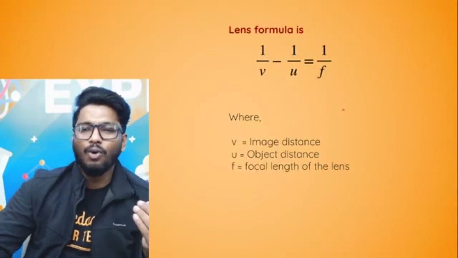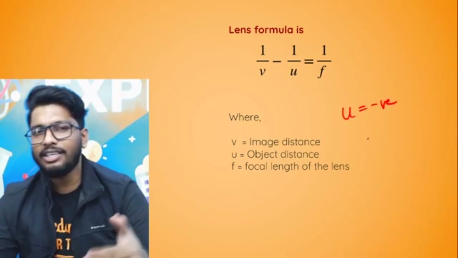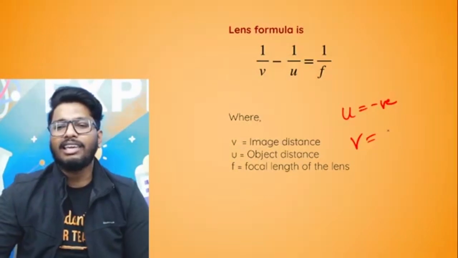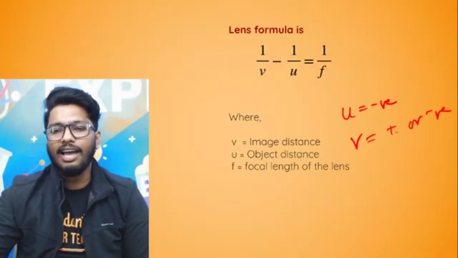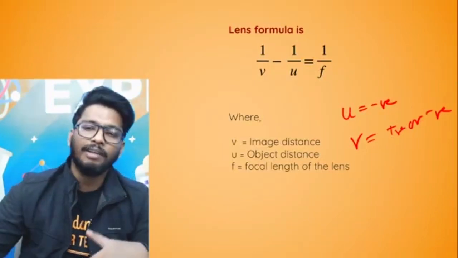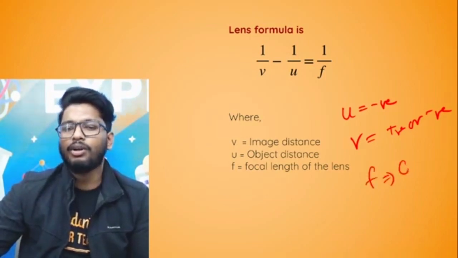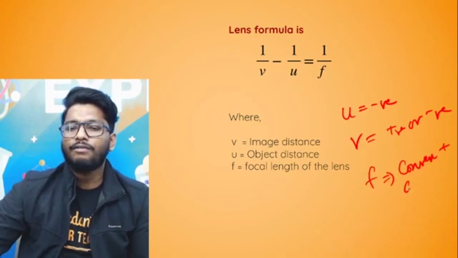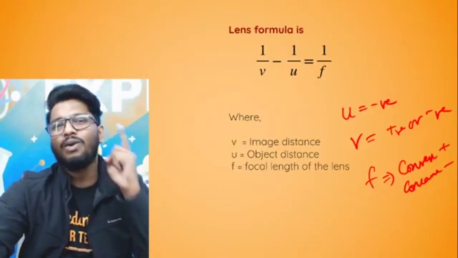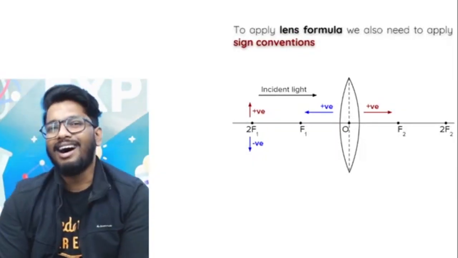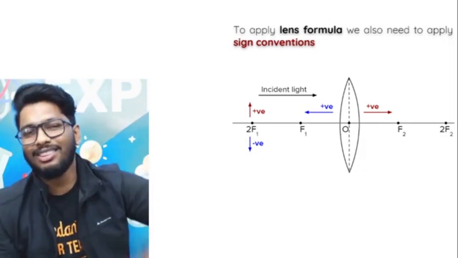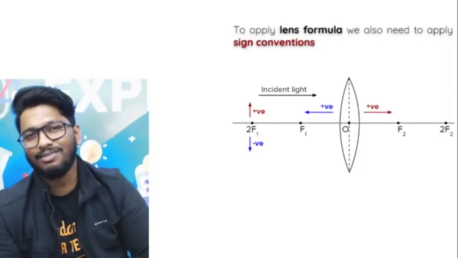Now remember this, guys, u is always going to be negative because the object is always kept on the left hand side. The image distance can either be positive or negative, because it depends on where the image is formed and what type of lens you're using. If you talk about the focal length, for a convex lens it's going to be positive. For a concave lens, it's going to be negative. These are the things you have to take care of, because these signs will help you solve your problems. There'll be a lot of questions based on this, and if you get those signs wrong, you will end up losing a lot of marks. So don't forget that, guys.